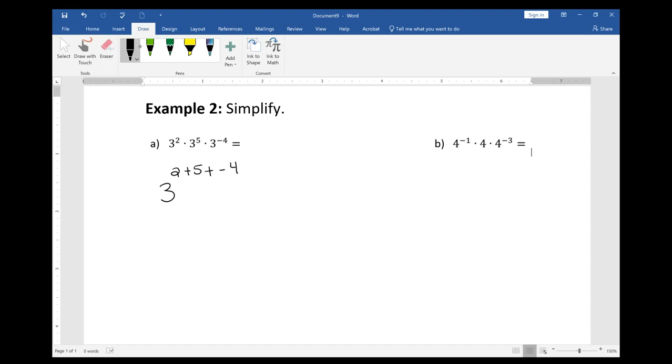If we add 2 plus 5, that would give us 7. And if we take 7 minus 4, then that will give us 3. So our end result will be 3 to the power of 3.